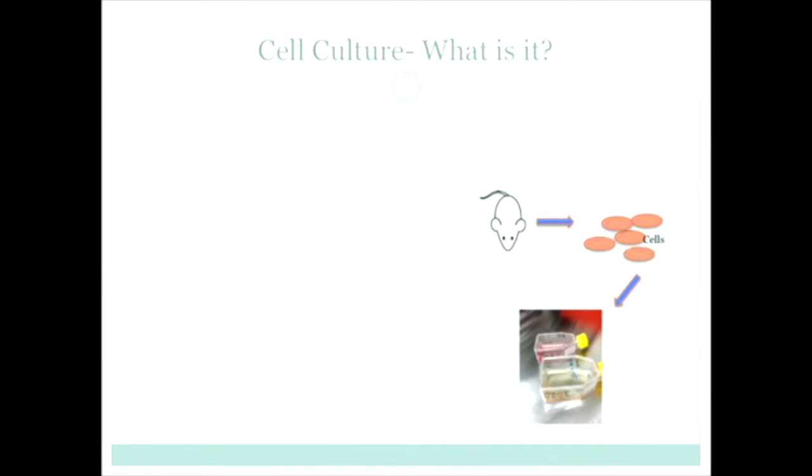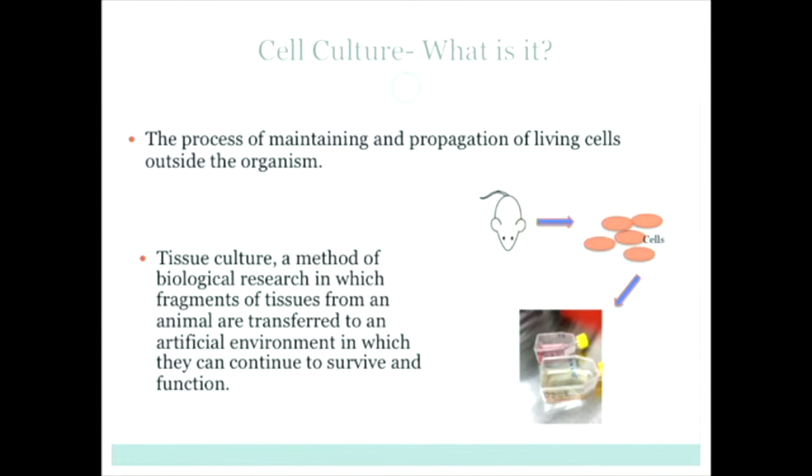So the techniques of cell culture might be described in a few statements. It's the process of maintaining and propagating cells alive outside the organism. Or another way, it's tissue culture. It's a method where fragments of tissues are taken, the cells in the tissue are disrupted into individual cells, and the cells are grown in an artificial environment and continue to survive and function.